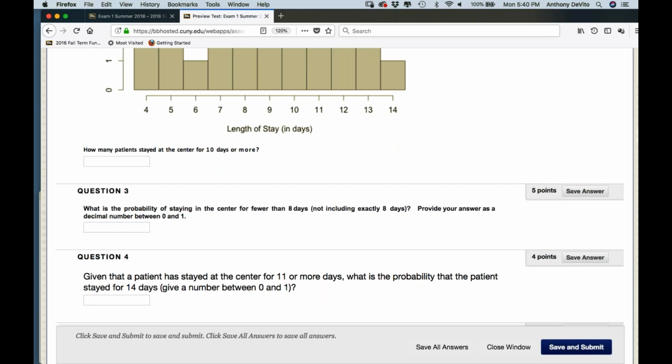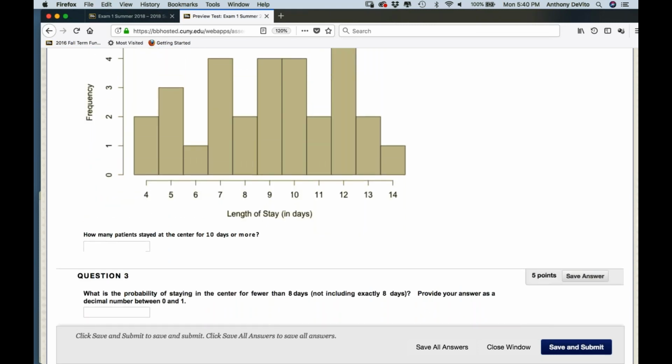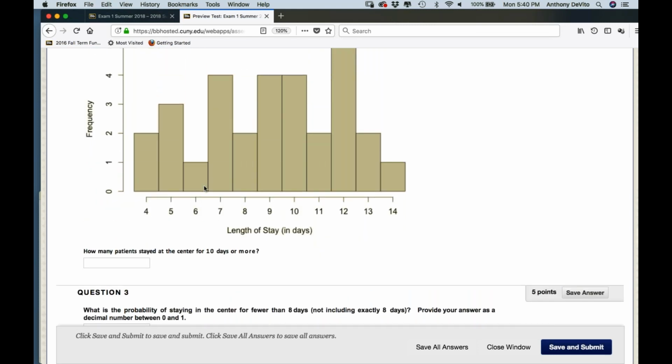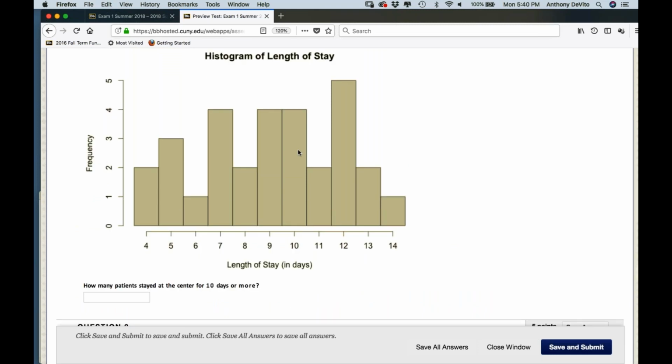Okay, so let's look at this and see what we can tease out of this information. How many patients stayed in the center for 10 days or more? Well, just simply that's the number of people that are represented in these bars. And you can look at this a couple of ways. We got 4 that are 10 days. We have 2, then we're up to 6 that are 11.